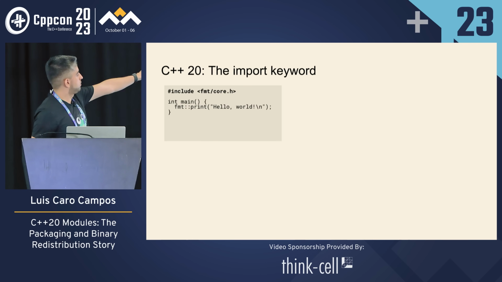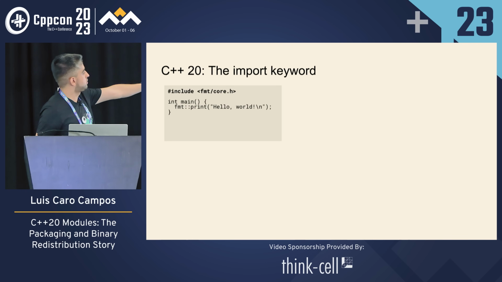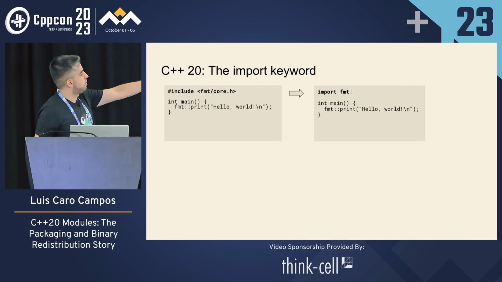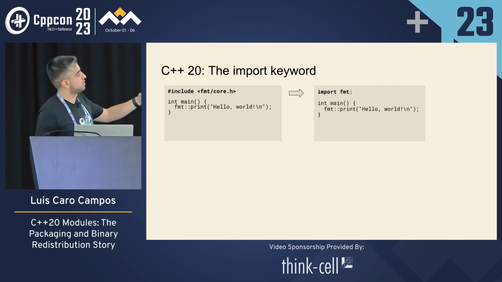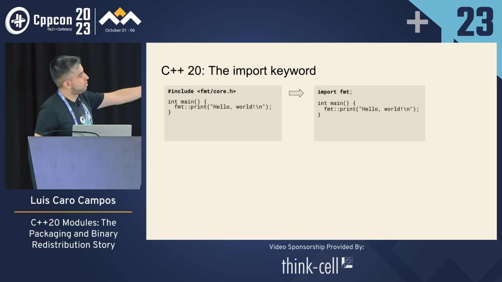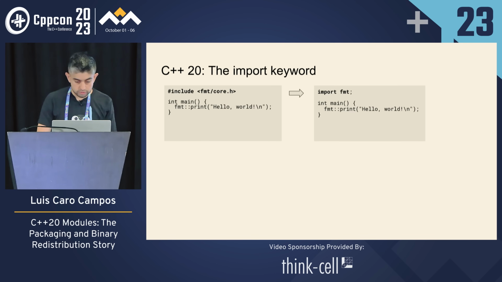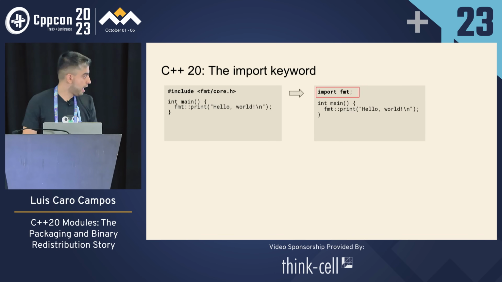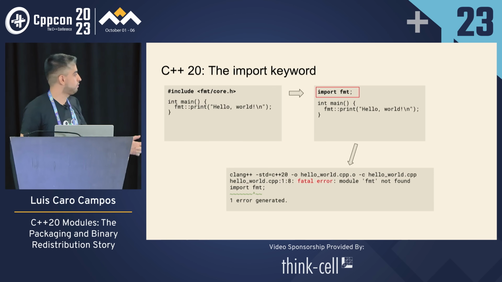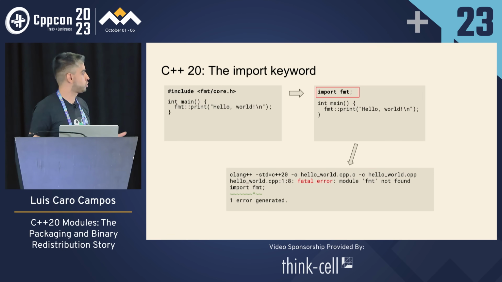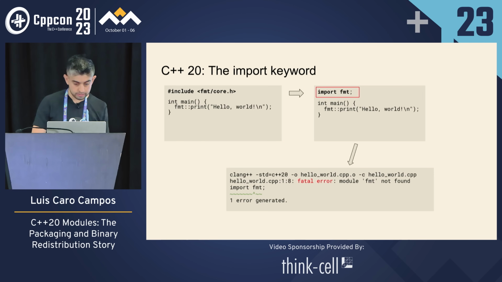Before the first use of fmt::print, what we want is the declaration of that function to be seen by the compiler. So import fmt, now this is a C++ keyword, it is no longer the preprocessor, but the idea is the same. After that line, those functions from those libraries will be declared and we'll be able to use them successfully. And same as before, if the compiler fails to locate that module, we're going to see an error like that.